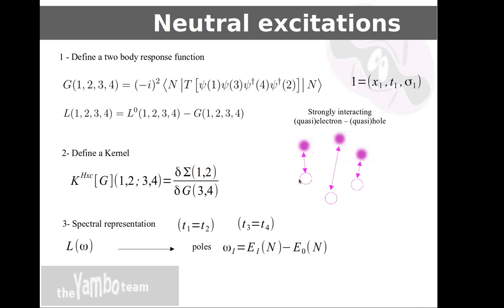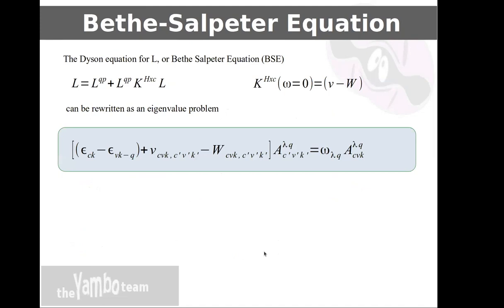And again, this two-particle propagator has a Lehmann representation whose poles are the excitations of the system. So the way it is solved in Yambo is starting from the Dyson equation for this two-particle propagator. Here you have the kernel, and here you have the zero-order term, so non-interacting quasi-particles. You have to specify an approximation for the kernel. And here, at variance with the self-energy, we always work within the frequency independent approximation, and it contains in particular two terms, an electron-hole exchange term and the direct electron-hole interaction.